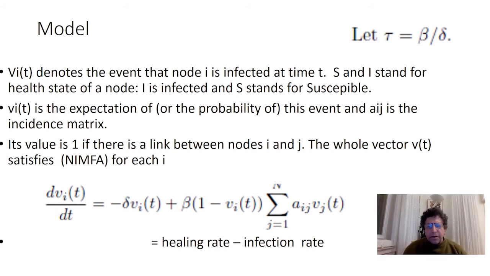So why is this only an approximation? Well, we use here the product of the expectation of capital V_i and of capital V_j. And in fact, they are not independent. But by writing them as a product, we implicitly assume that they are independent.